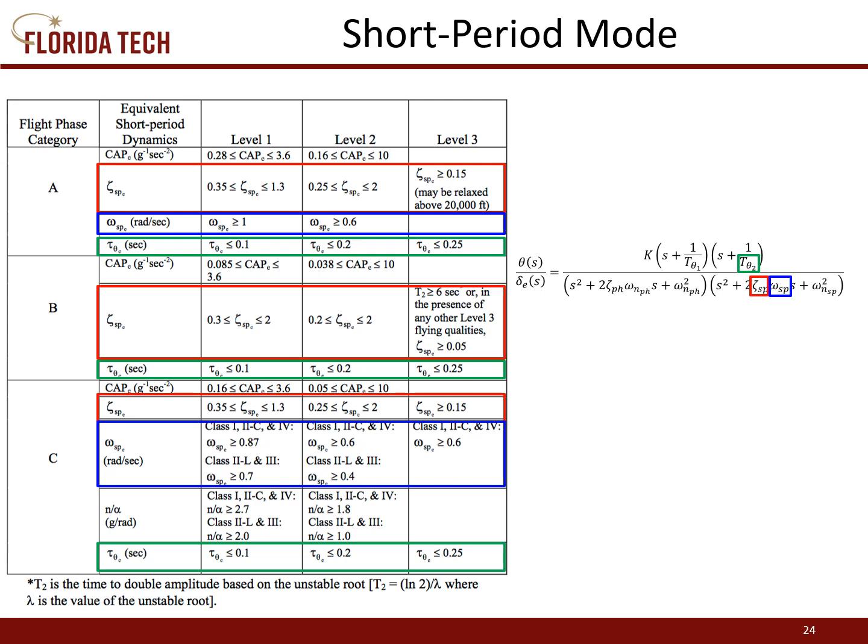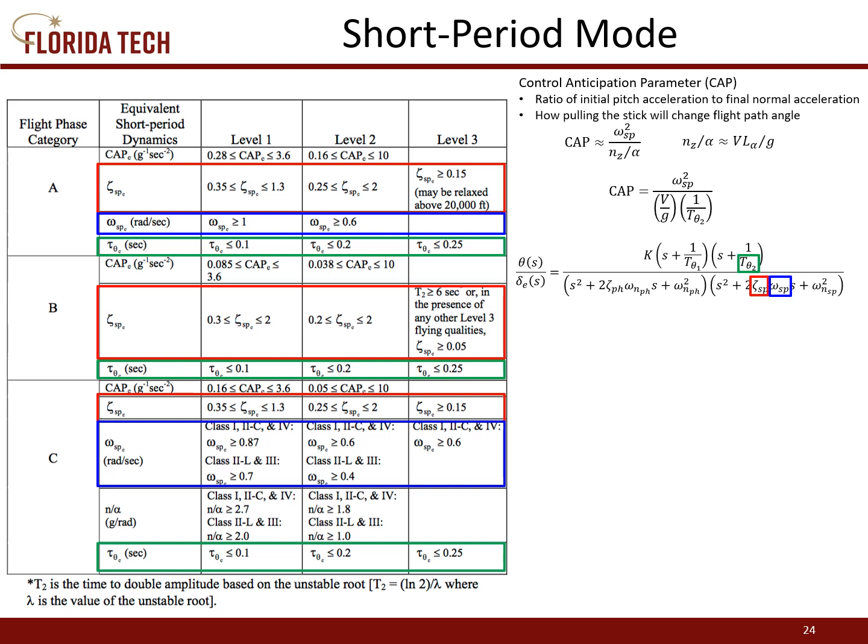You may wonder what CAP stands for. CAP is control anticipation parameter. It's the ratio of initial pitch acceleration to the final normal acceleration. Basically, you can think of it as how pulling the stick will change flight path angle.